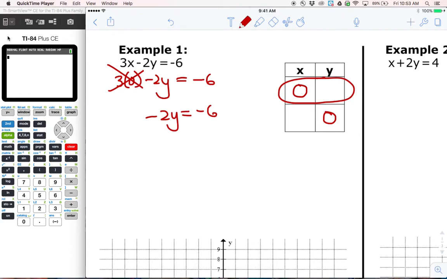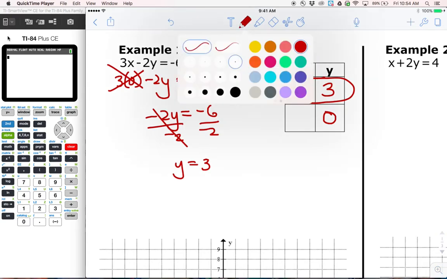And then we just solve. Well, that's really super simple. Divide both sides by negative 2. I've got y equals negative 3. So when x is 0, y is negative 3. That's how we find intercepts. We plug in a 0 and then we solve for the other variable.